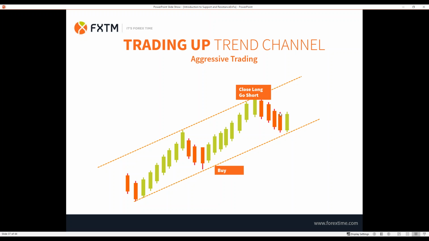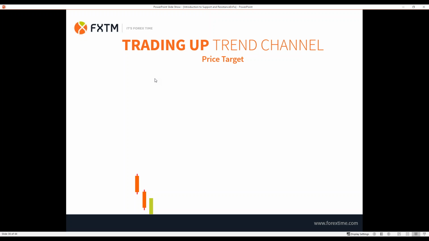And indeed, prices fall lower and find support at the uptrend line. So I close my short position here, I take my profit, and I also buy. This is aggressive. Why is it aggressive? Because here I sell during an uptrend, and that is risky. It's risky to sell during an uptrend.